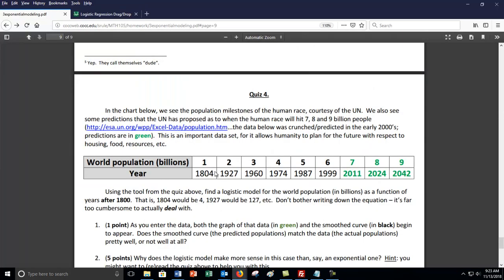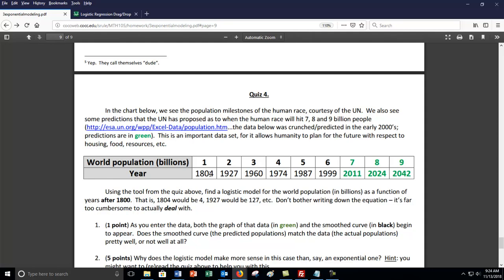So let's see. We've got 1804, but yeah, you want to use years after 1800. And the reason for this is a mathematical one. The logistic model needs to kind of start, quote unquote, close to 0 with both x's and y's. Otherwise, it gets upset, or you have to phase shift it, which maybe some of you will study at some point in later stat classes.